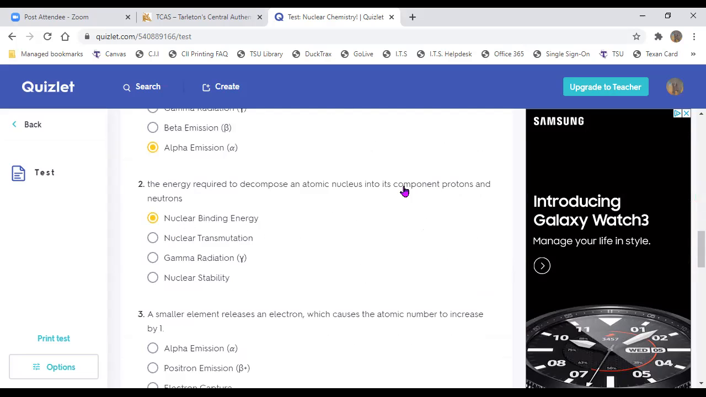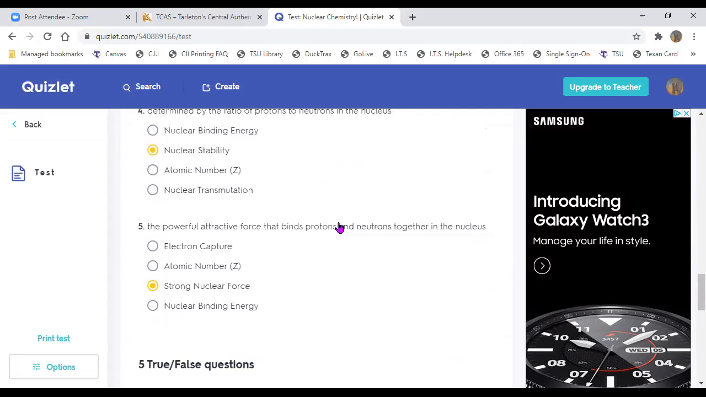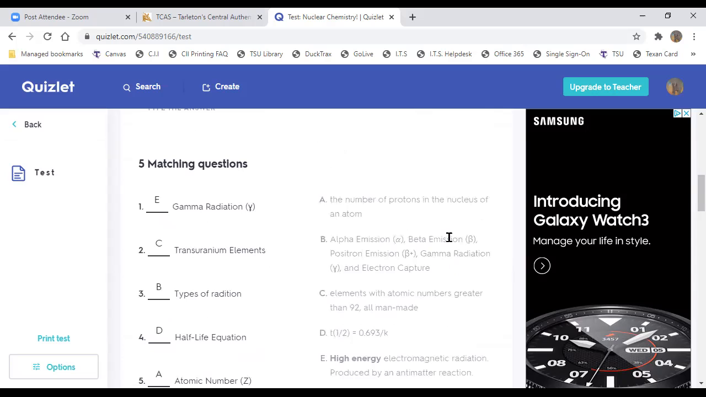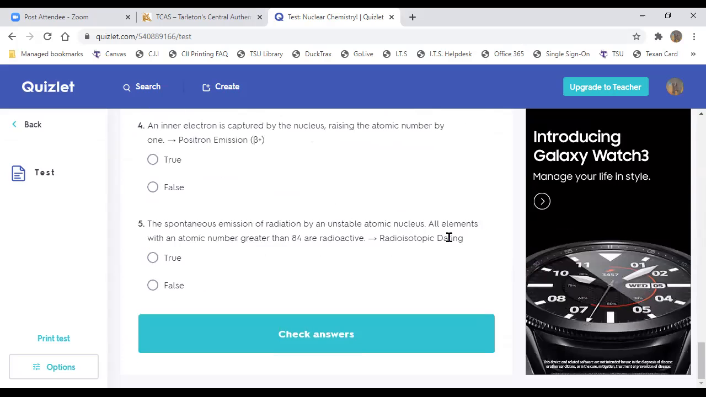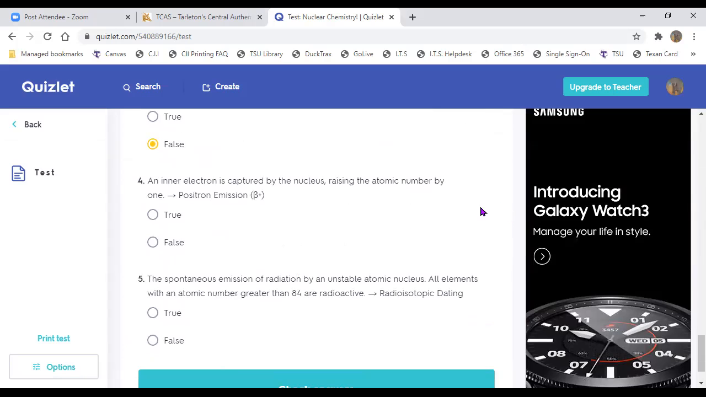That's when it releases an alpha particle. No, that's not what it's asking, right? So then we go back up. Beta emission. Do y'all remember what beta emission was? Beta emission is when it releases an electron. So if we're looking at this, an inner electron, okay, so we have electron is captured by the nucleus. So now it's not releasing an electron, it's being captured.